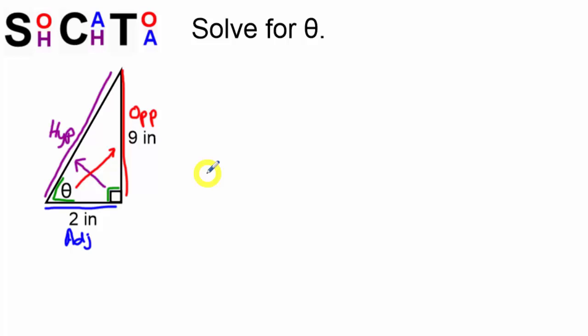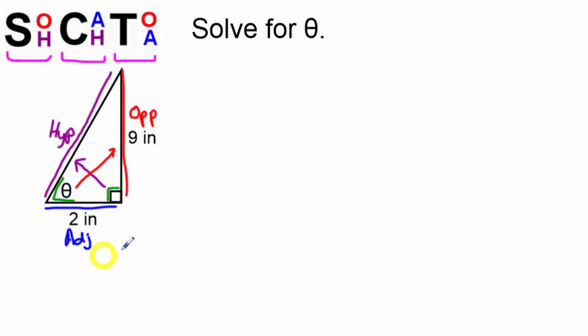Now that we have the diagram labeled, it makes it easier for us to determine which formula we should use to actually answer the question. We have three choices. There's the sine formula, the cosine formula, and the tangent formula. This right here is the memory trick called SOH CAH TOA, and it's useful for helping us remember the three formulas.